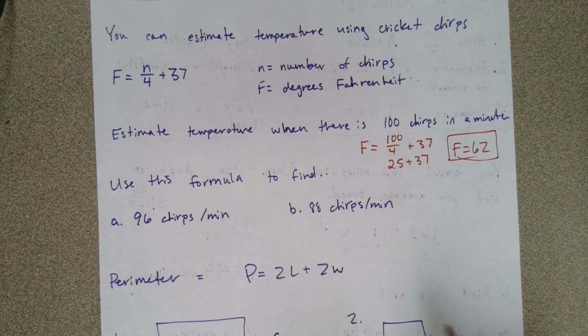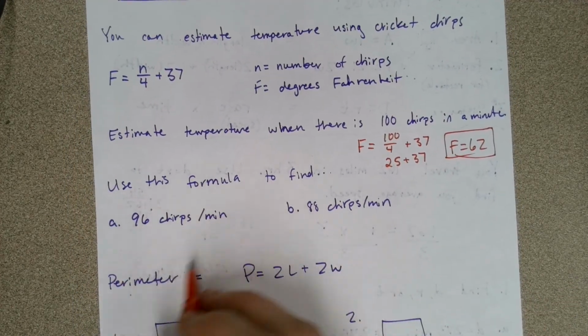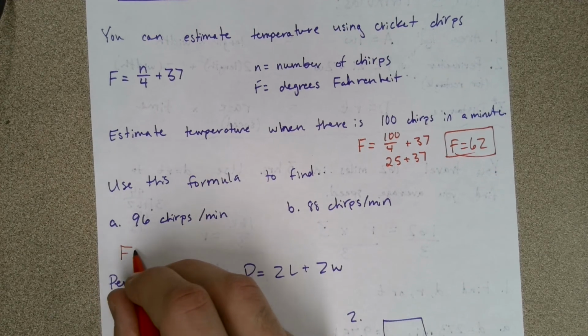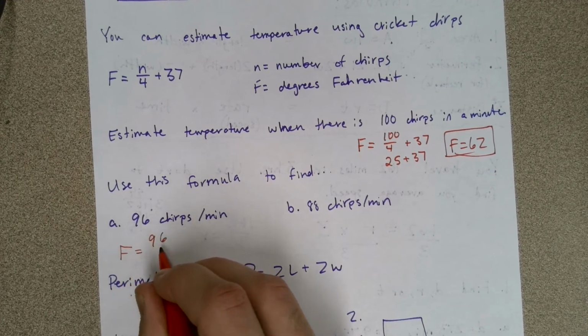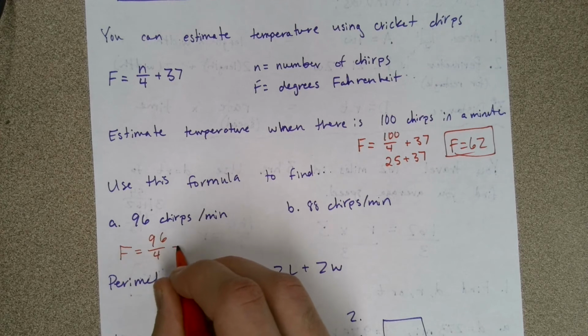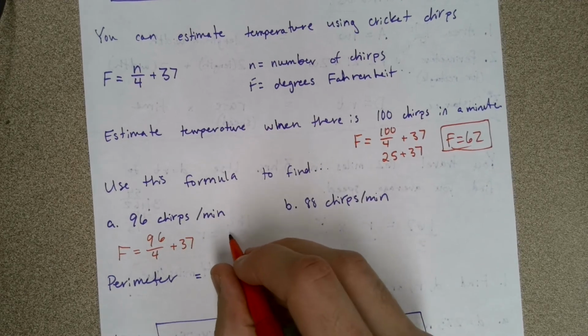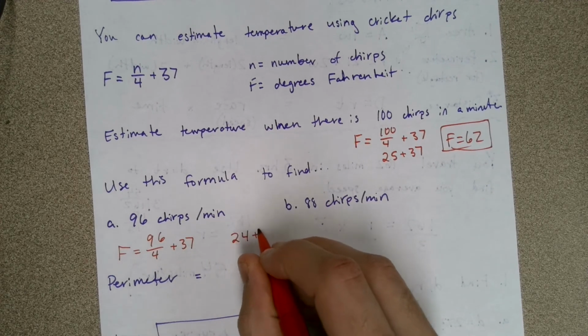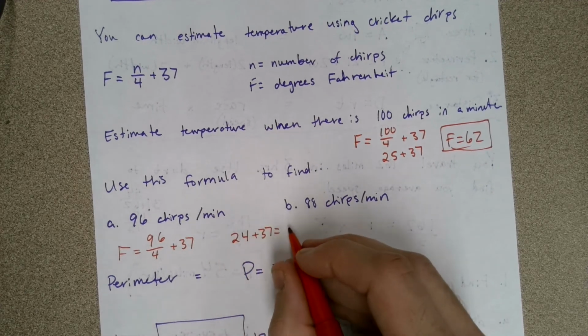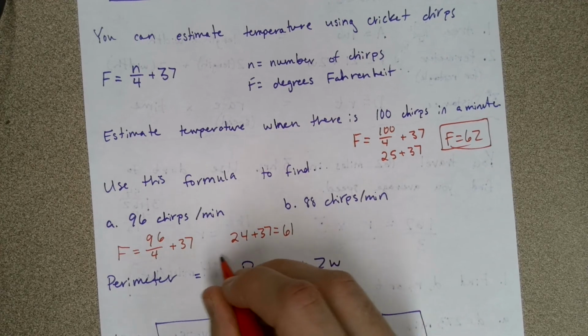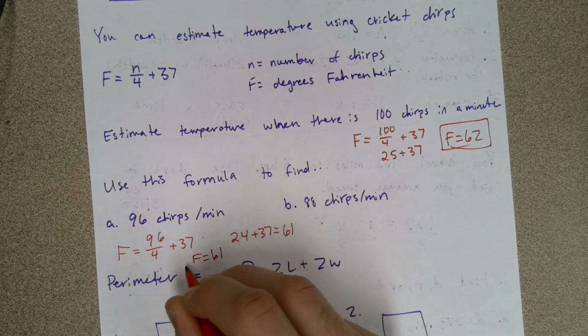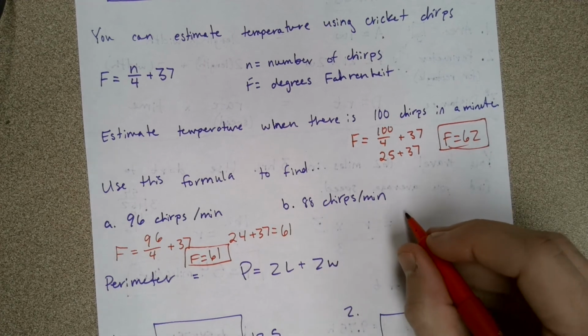They give us a couple more here. They say use this formula to find 96 chirps. So what are we going to do? We're going to plug that right in. 96 on top, 4 on bottom, plus 37. 96 divided by 4, I know that one right now is going to be 24, plus 37 equals 61. F equals 61. I guess one more here with 88 chirps.